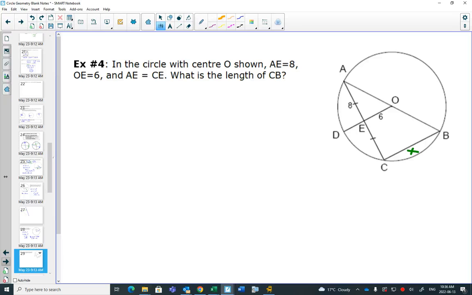So, in this question, this is what I'm given. Because AE and EC have little lines on them, I know that they're equal, so I know this is also 8.